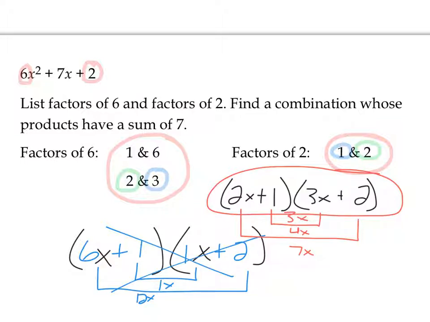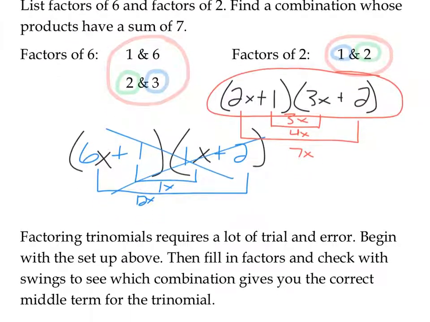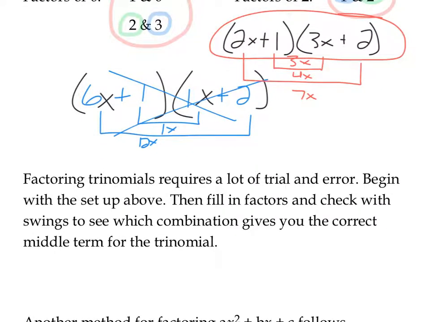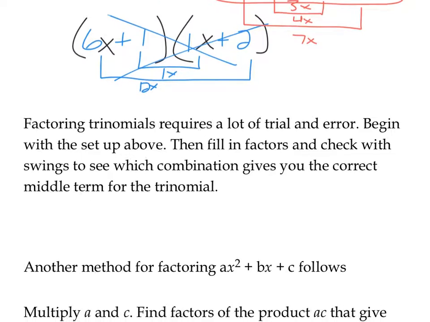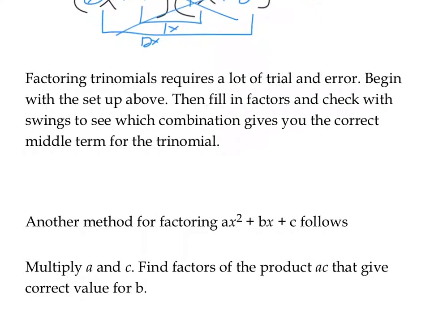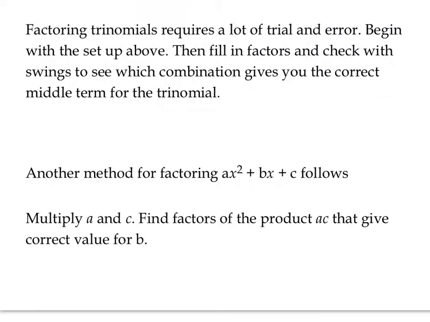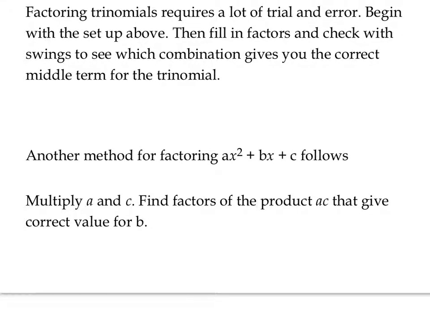So some trial and error there. Sometimes that's what it takes. Fill in the factors and then FOIL them, or at least check with swings and see if you're on the right track. You can use that cheat sheet, if you will, to figure out what the binomials are going to look like. Are they going to have positives, negatives, and at least get a start on how can I fill in some numbers that might work.